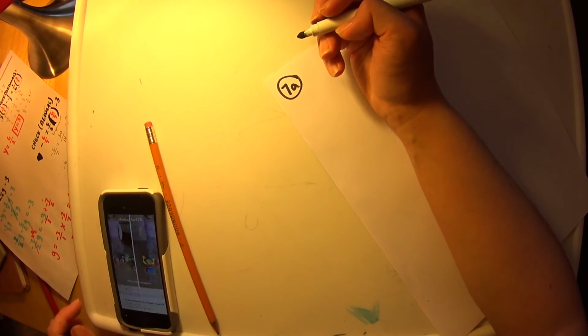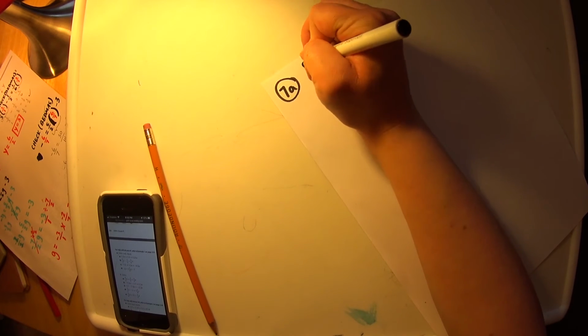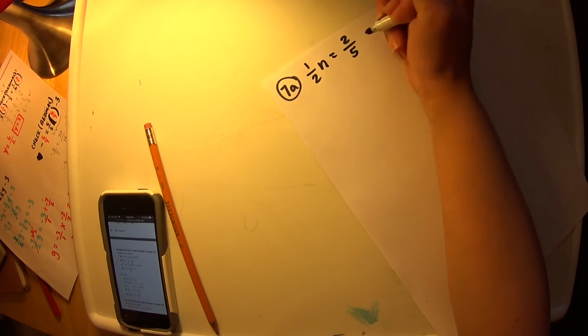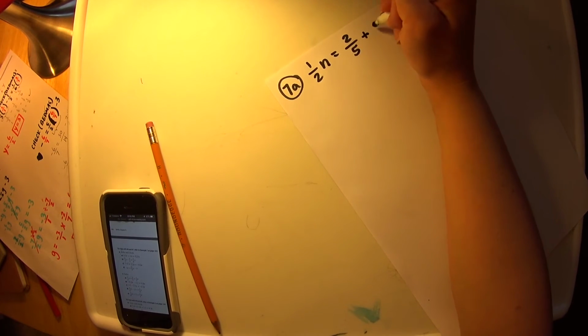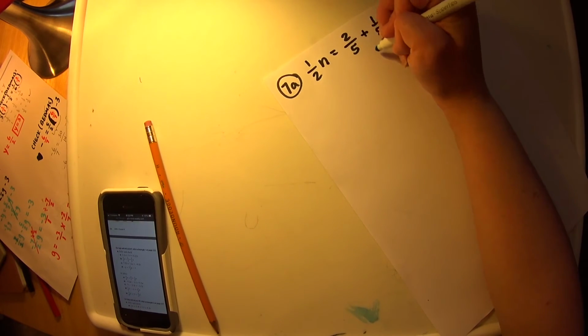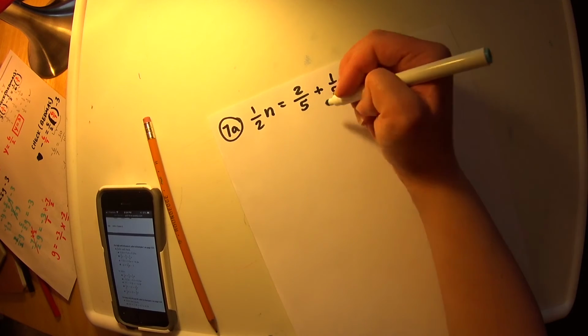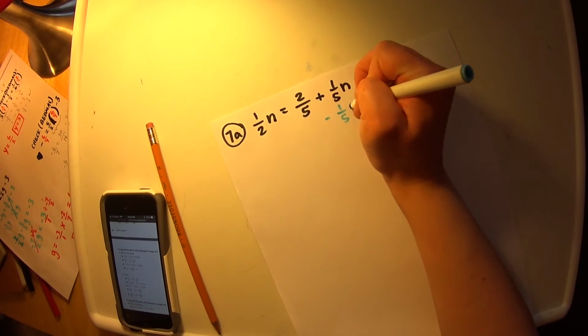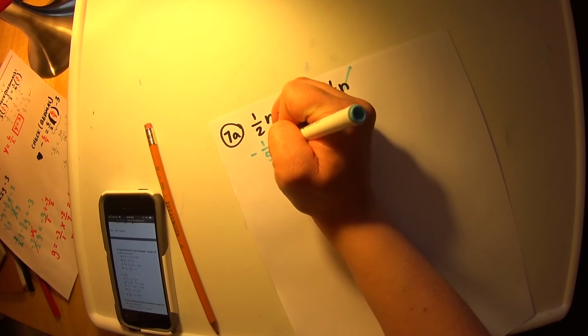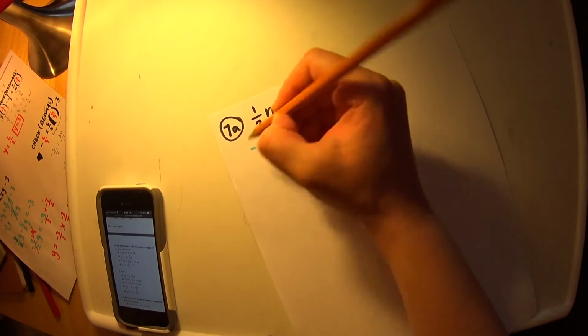Okay, so what does 7A say? It says 1/2 n equals 2/5 plus 1/5 n. So first thing, get these variable terms all together. This is plus 1/5 n, so I need to minus 1/5 n to get rid of it. But then I must do the same thing to the other side, minus 1/5 n. I'm going to need common denominators to actually be able to subtract those.